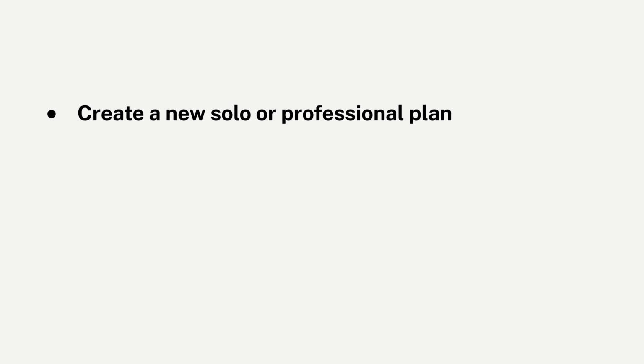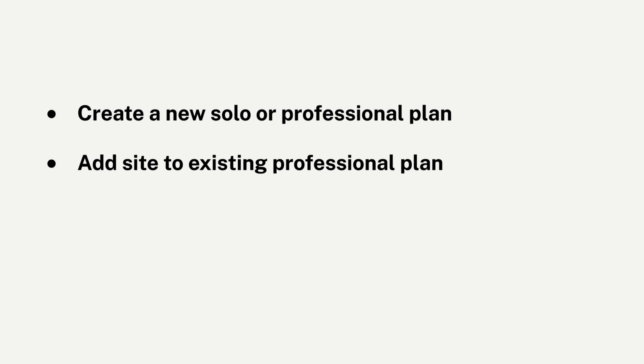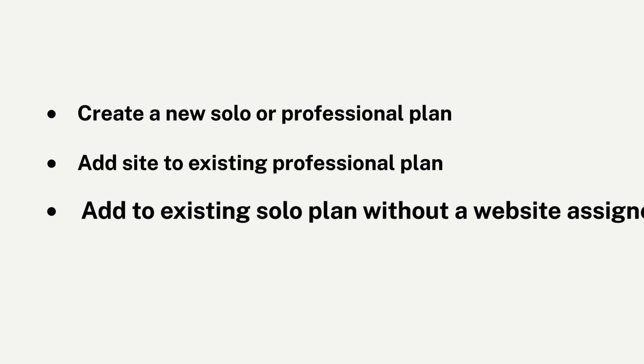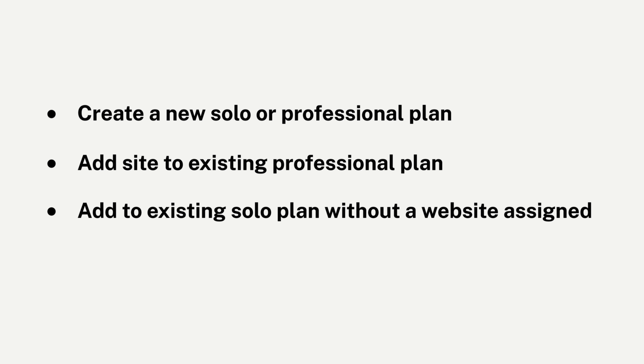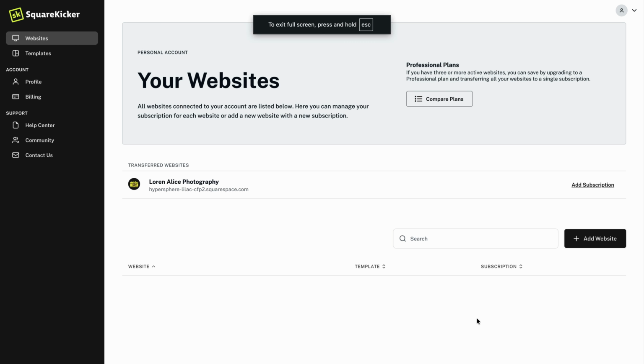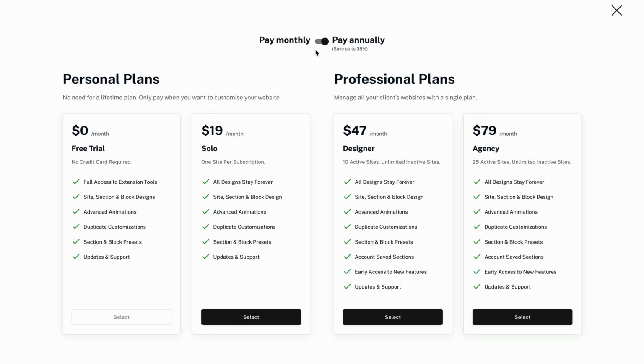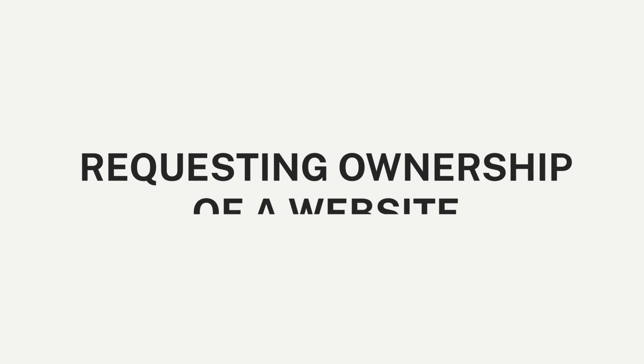To add a subscription, they can create a new solo or professional plan, add the site to an existing professional plan, or add it to an existing solo plan without a website assigned. Once the subscription is active, the SquareKicker extension will be fully available, and they can continue customizing their site. One important note: websites cannot be transferred to free trials. They'll need an active paid subscription to continue using the tools.